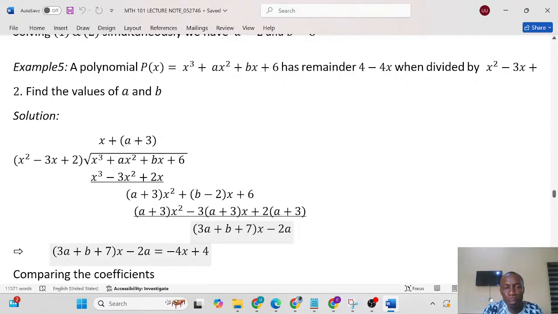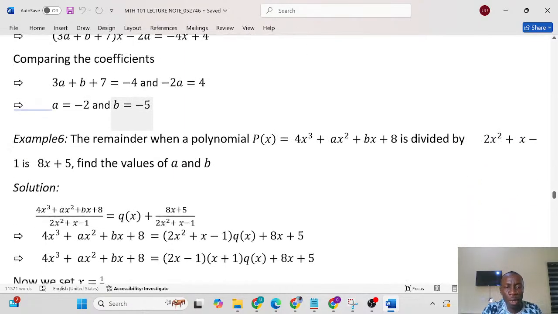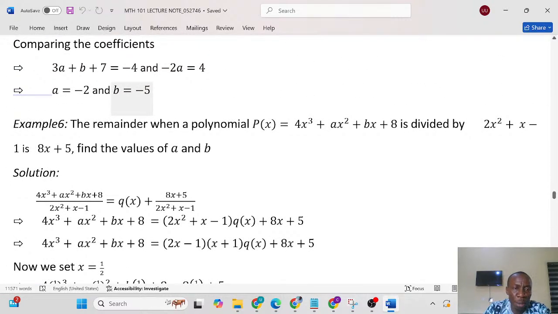4 minus 4x. So when you compare the coefficients, you see that 3a plus b plus 7 is equal to 4. On the other one, minus 2a is equal to what? 4. So minus 2a equals 4 will give us the value of a to be equal to minus 2. Substitute the value of a there to be minus 2. That will give us minus 6 plus b plus 7 equals 4. It will give us the value of b to be equal to what? 2. So that is how we find the value of a and b in that question.